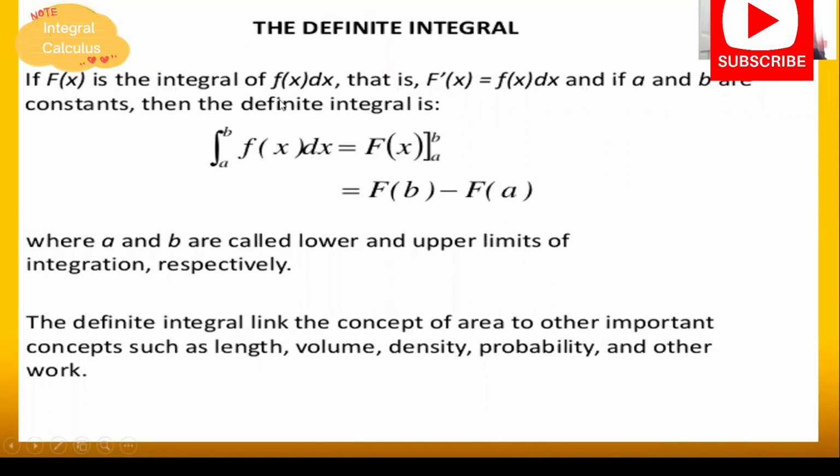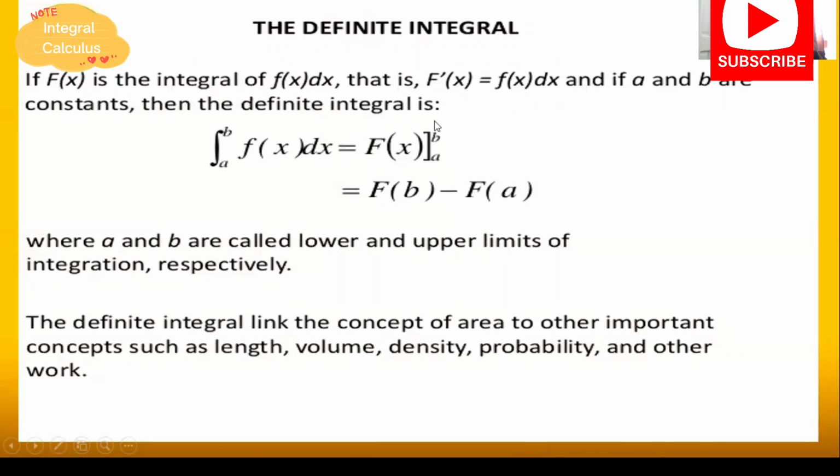If F of x is the integral of f of x with respect to x, that is, the derivative of F of x with respect to x, and a and b are constants, then the definite integral is the integral of f of x with respect to x from a to b. A is the lower bound and b is the upper bound. Since it is a definite integral, you are going to solve the area of the region bounded. So it's equal to F of x from a to b.